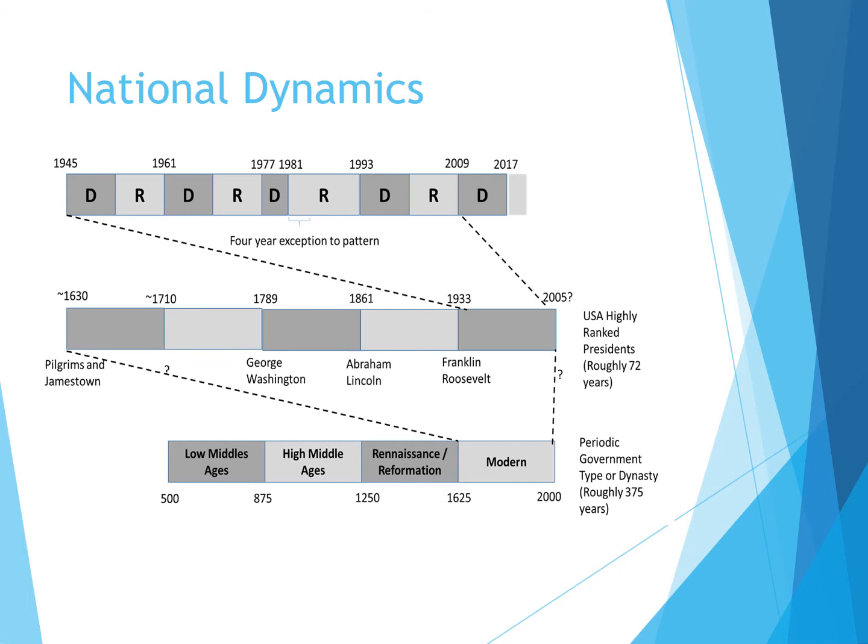This last one had a 16-year cycle in it, and then 5 of these cycles placed in a modern era, from the 1600s onward. Before that was the Renaissance and Reformation in the West, the High Middle Ages and Low Middle Ages, 4 cycles within a 1500-year period, and roughly 375 years for each one of these. So again, we see the 375 years. So this is for the U.S.